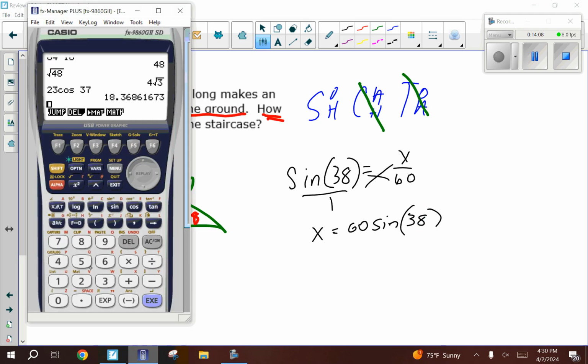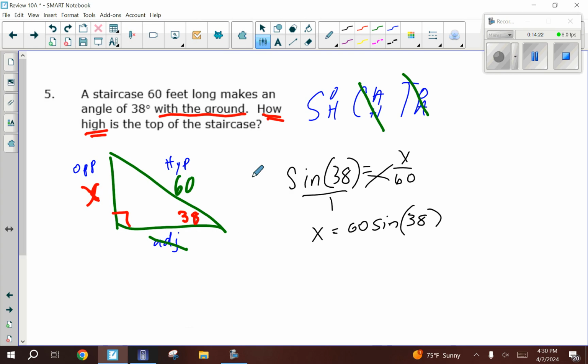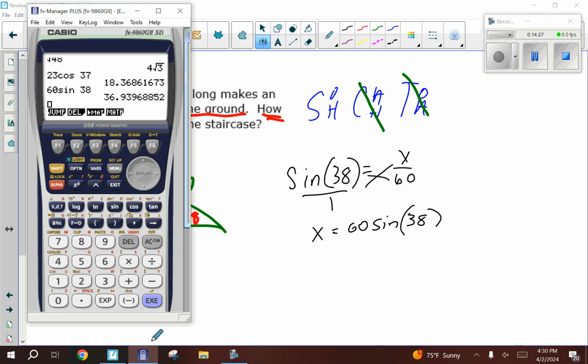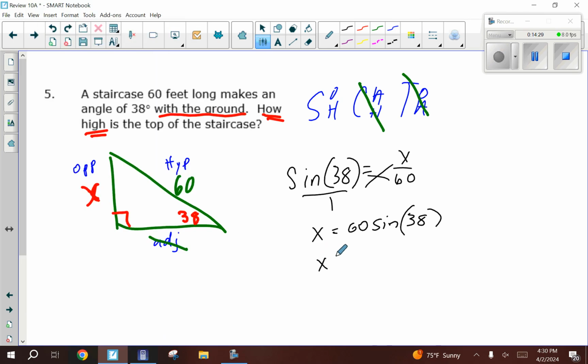So I'll go in the calculator, 60 times the sine of 38. Round to the nearest whole number. Is this whole number again? It doesn't say, but I'm going to say that we're going to round it again. So we're going to say it's just 37 feet.